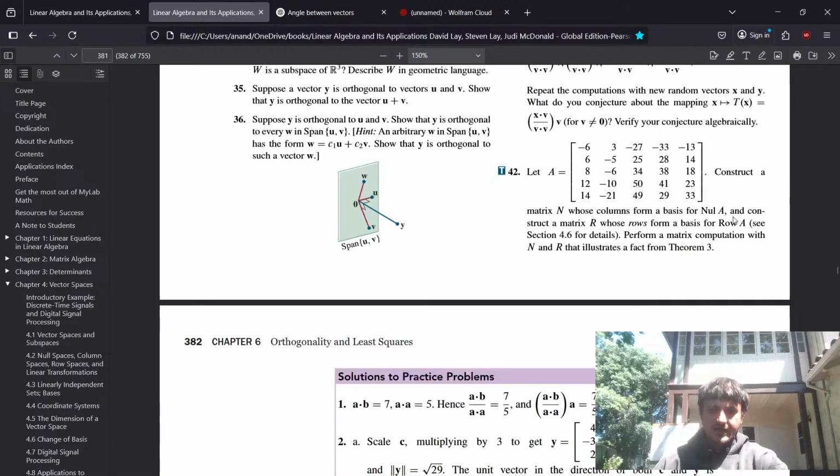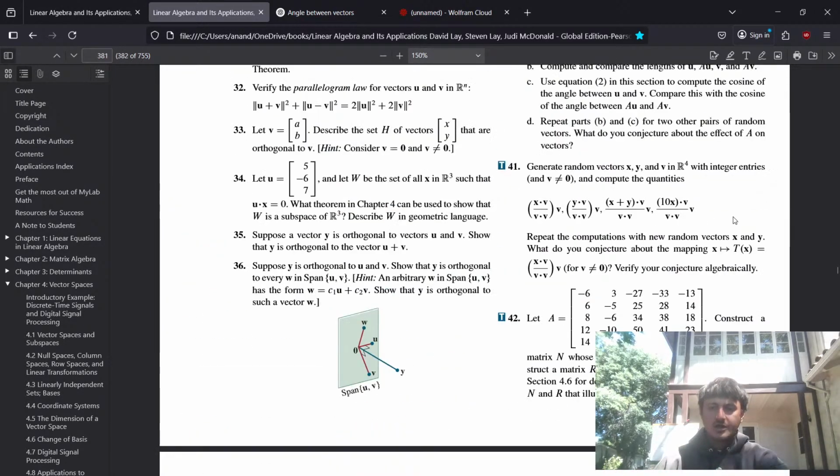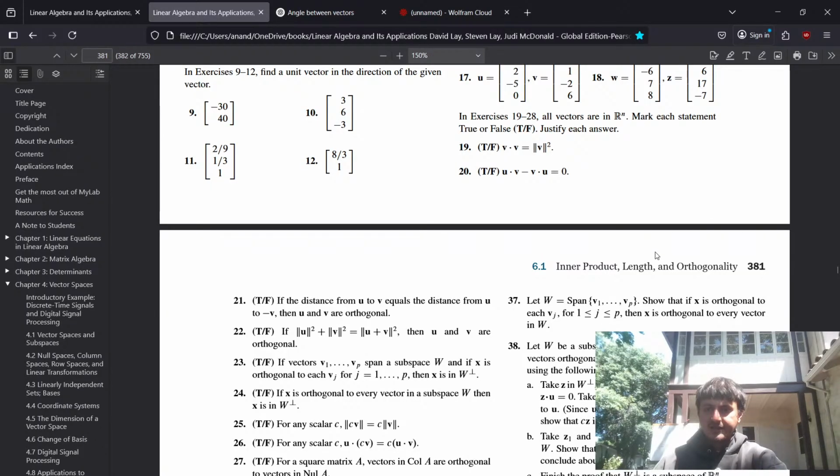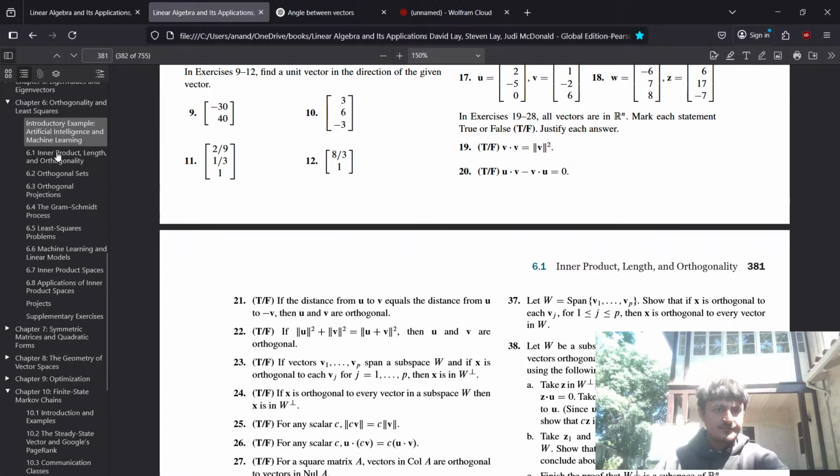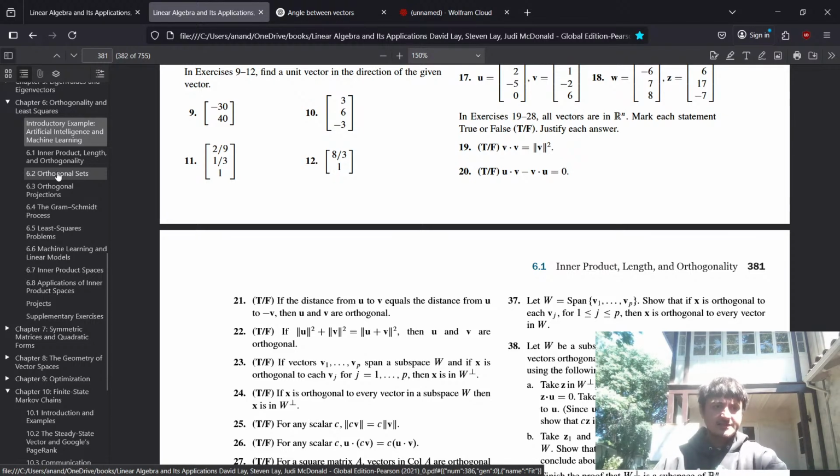All right, so that wraps it up for inner product, length, and orthogonality. Now we're going to do orthogonal sets. Okay.